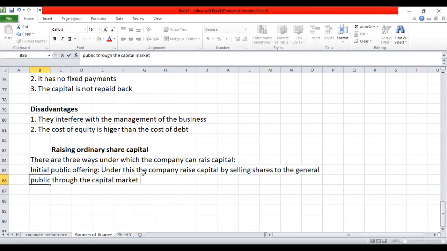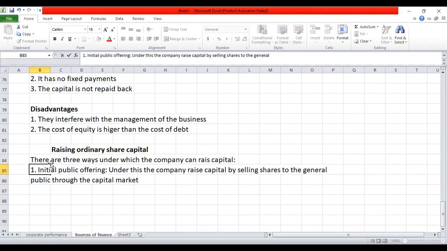The company will invite the different shareholders, every individual will be invited to come and subscribe to the company shares. Of course, the shares are sold to underwriters, but the underwriters are the ones that sell the shares to the general public. So that is the initial public offering. That is number one.